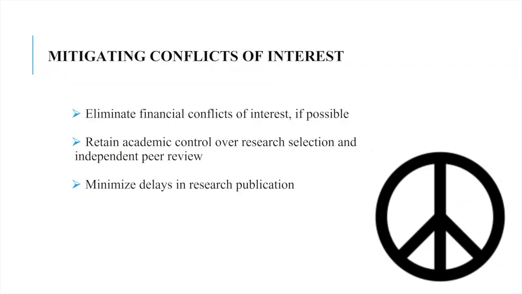In order to mitigate those conflicts for the university, it is also important to take into account those 3 points. The first one is to eliminate the financial conflicts of interest, if possible. A university has to do research based on a neutral point of view, while having many financial incentives does not give universities the right to be biased in certain research.